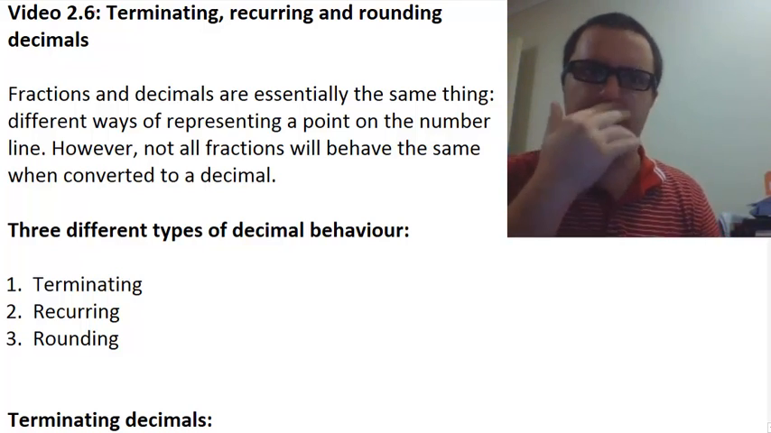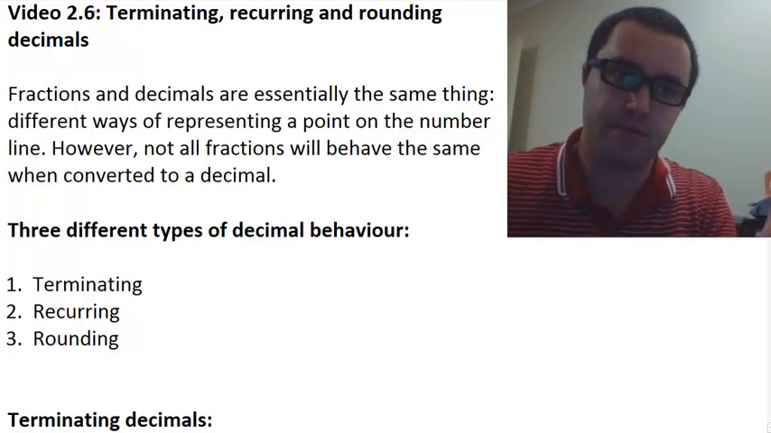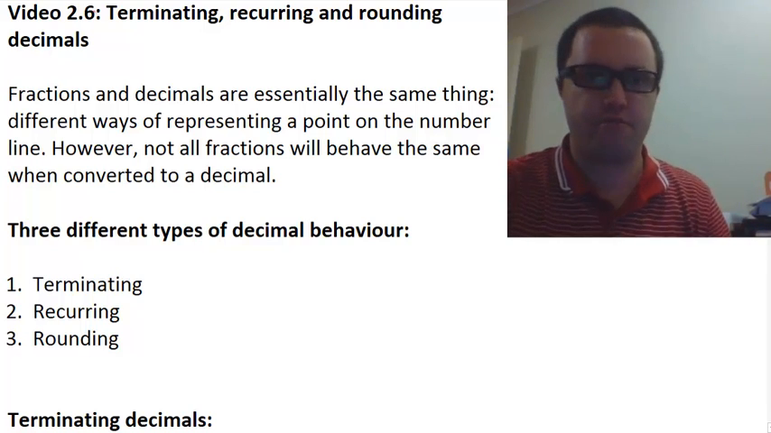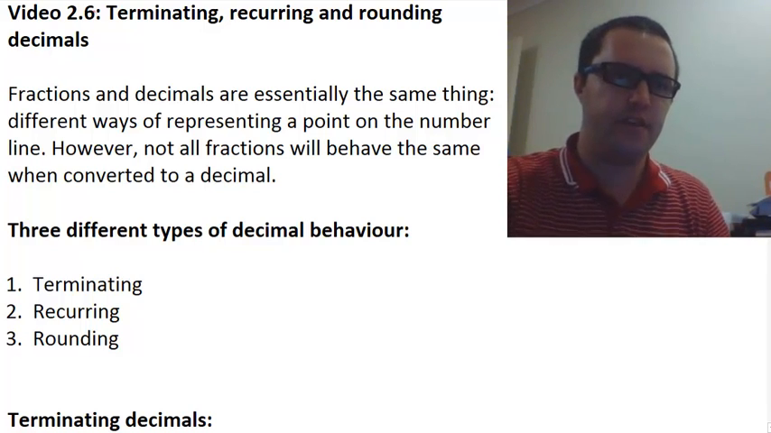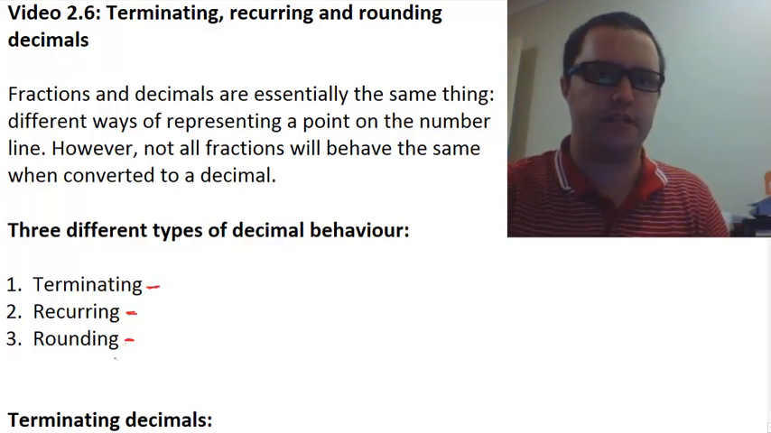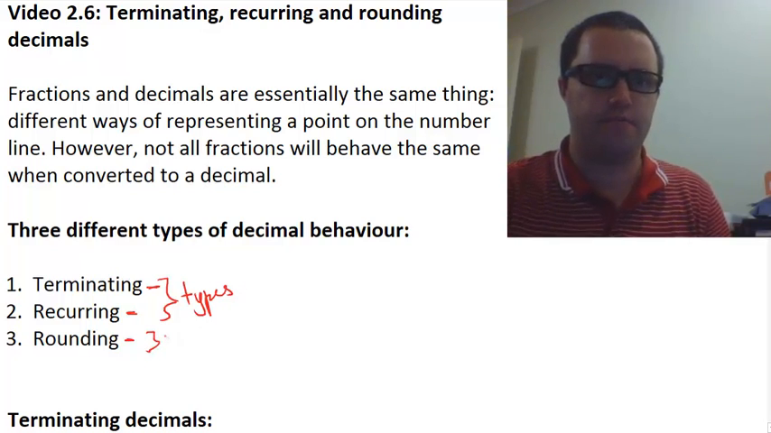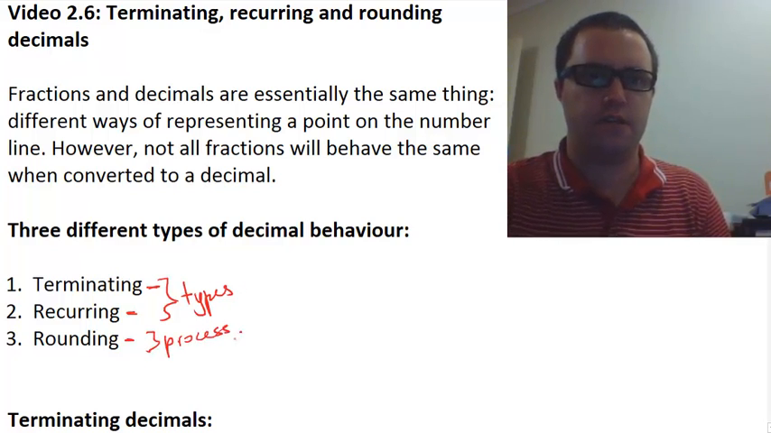However, not all fractions will behave the same when converted to a decimal. As I said before, there are three different types of decimal behavior. We have terminating decimals, recurring decimals, and rounding decimals. So these two here are types, and this one here is a process that you need to go through.